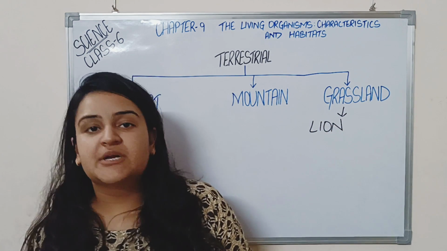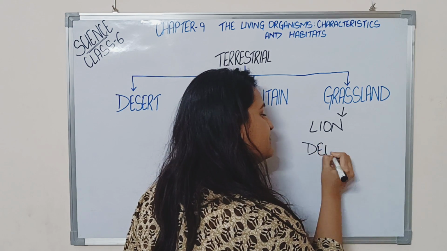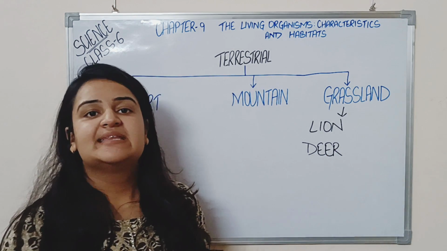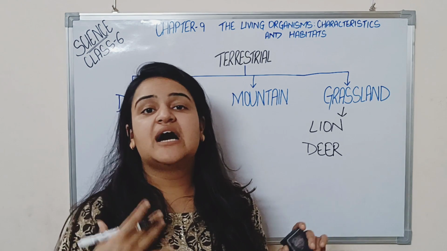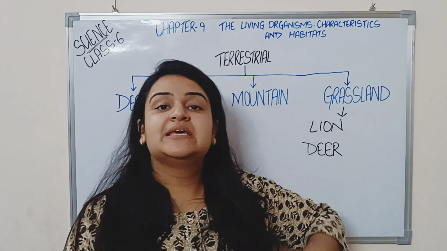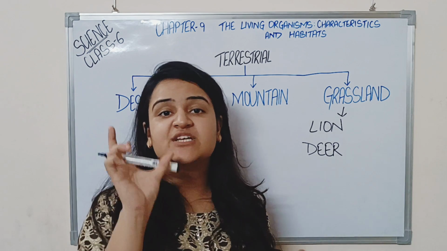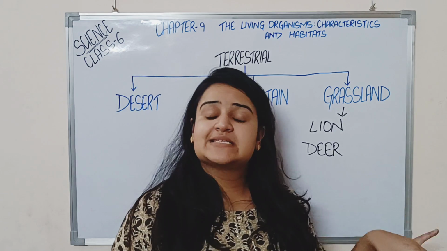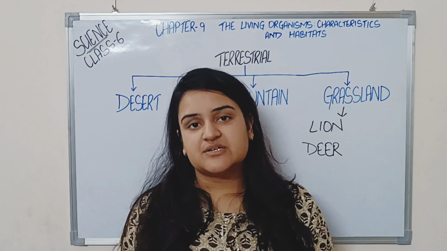Lion is a predator of the grassland and deer is the prey, right? Predator is that animal that eats, that is actually a carnivore, eating other animals for its survival. Prey is that animal that is being eaten, that becomes the prey, that is becoming the shikar. Prey means shikar. Now deer is the prey, that means in the food chain, lion eats the deer, right?